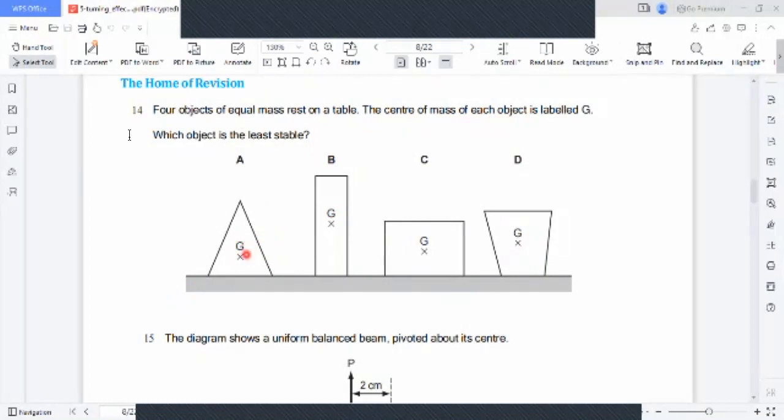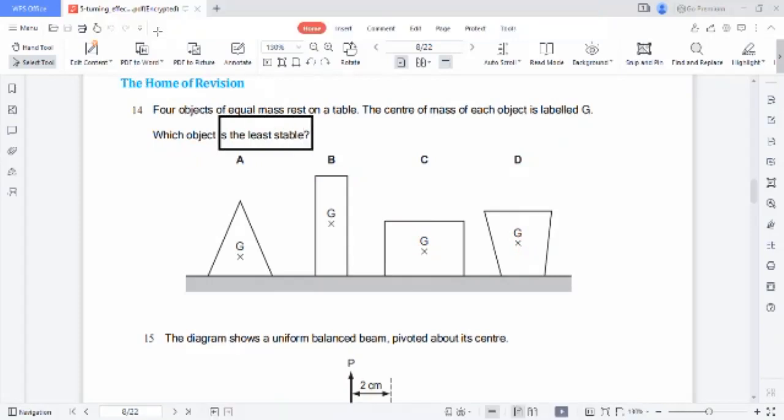Here, this G represents the center of mass, and the center of mass, and the center of mass. Which object is least stable? We are going to find out the least stable object. For stability, we know that the object with a large base area and lower center of mass is more stable.